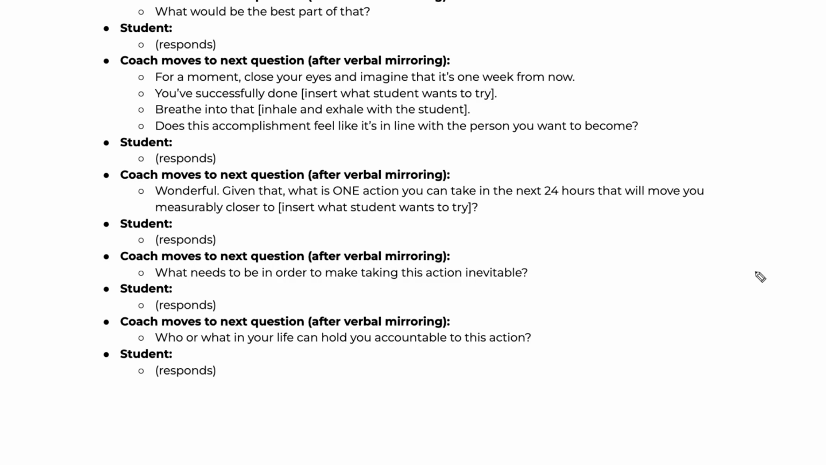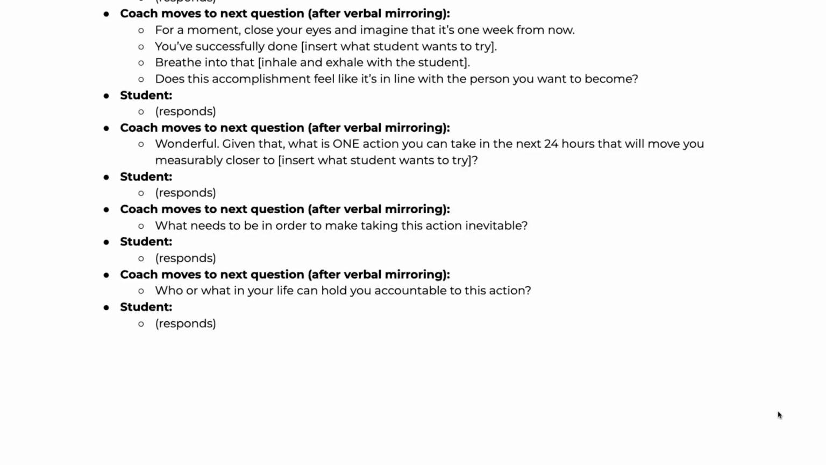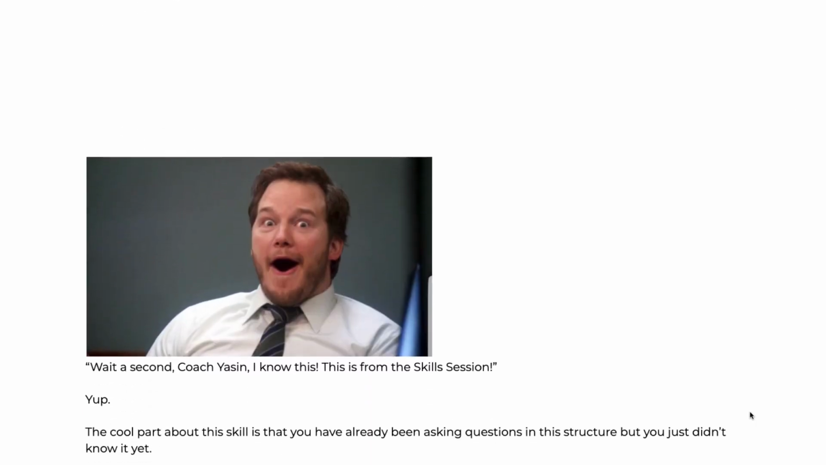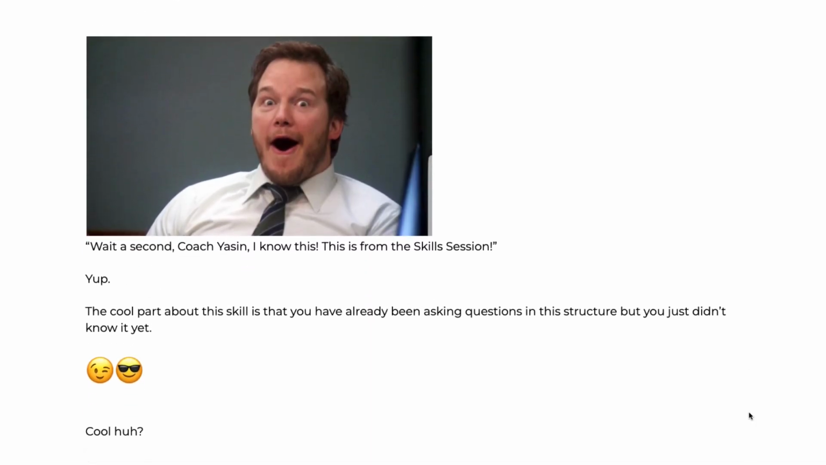Student responds, conscious listening. Finally, coach says, hey, what needs to happen in order for you to be able to make this action inevitable? And then finally, the coach says, hey, who or what in your life can hold you accountable to this action? Now, as we go through that entire question sequence, right now you might be saying, wait a second, Coach Yasin, what is going on? Coach Yasin, I know this. This is from the skill session.